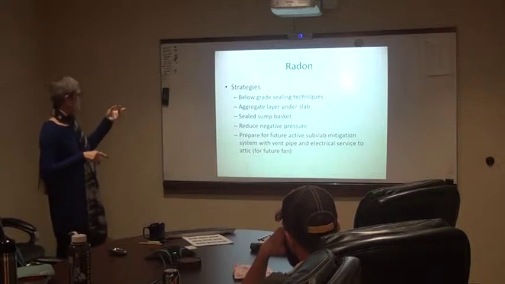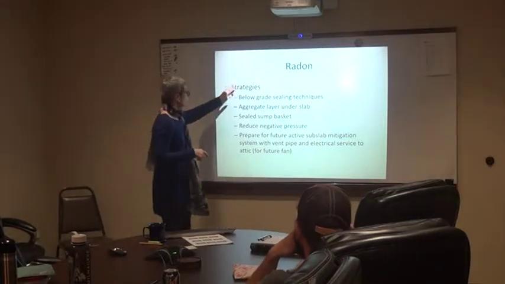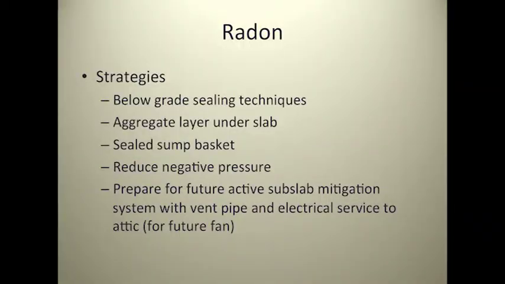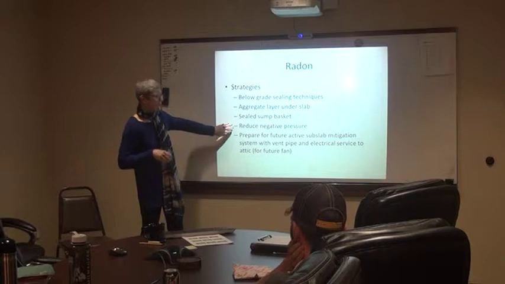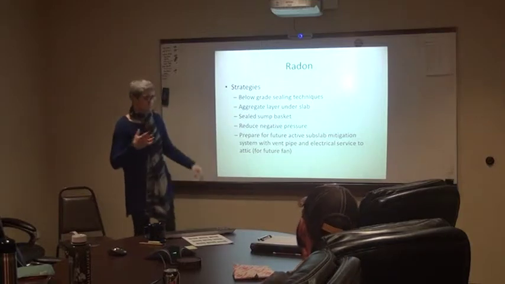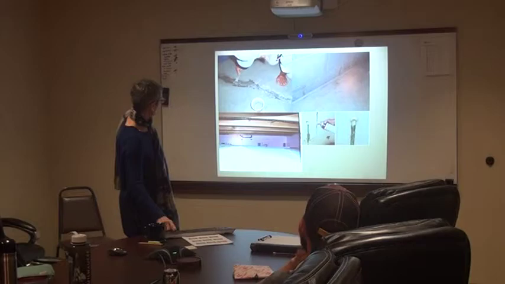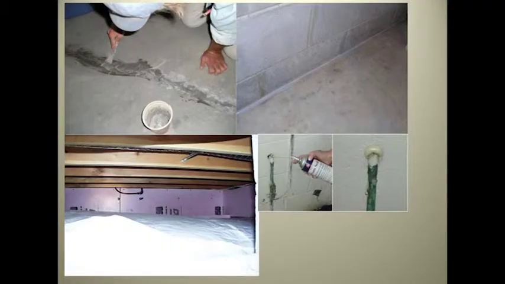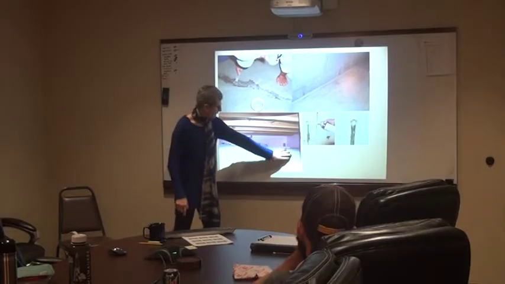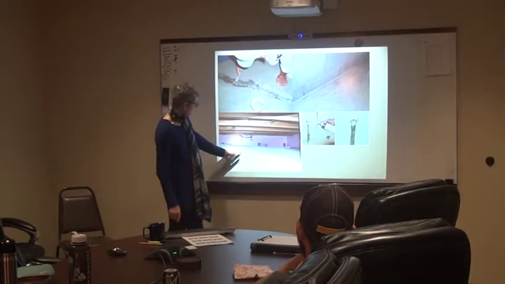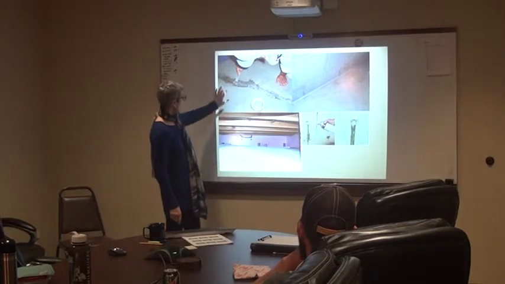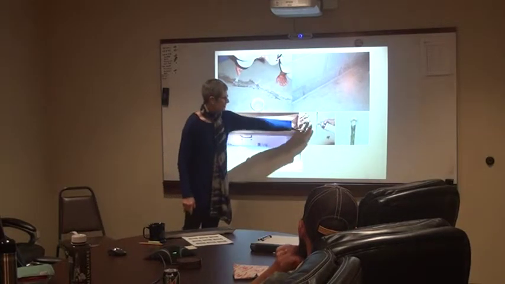So let's look at the strategies: sealing the basement, sealing everything out, putting an aggregate layer underneath the slab so there's air, so the radon is going another way other than getting in the house. Seal sump baskets, reduce negative pressure in the house, and prepare for future sub-slab mitigation. Here they're preparing the slab, this is actually just sealed, but it's got to be sealed tight, even though it's not concrete, it's a poly of some kind. Sealed very tight, all the seams have to be sealed, so nothing comes in.